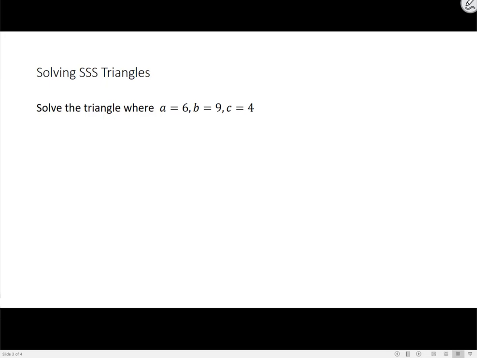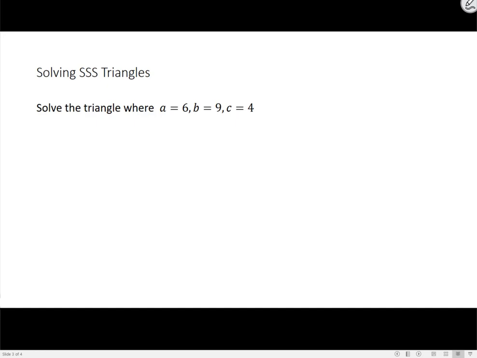In this video we're going to work on solving a side-side-side triangle using the law of cosines. The triangle we're looking at has side A of 6 units, side B of 9 units, and side C of 4 units. We are going to have to use the law of cosines, just like previously in this section and in 4.2. These are oblique triangles, so we unfortunately can't use our right angle trigonometry.